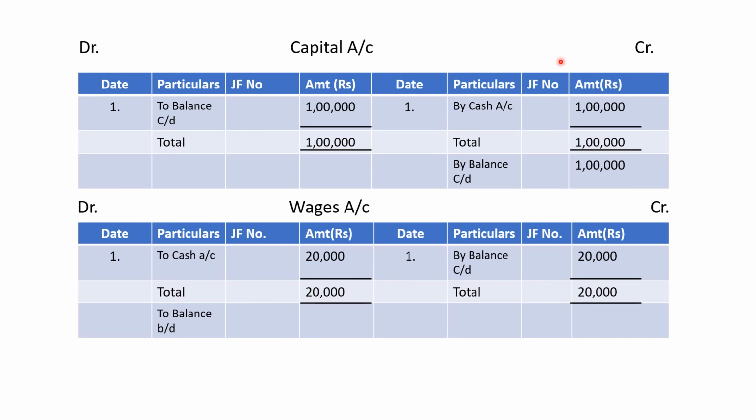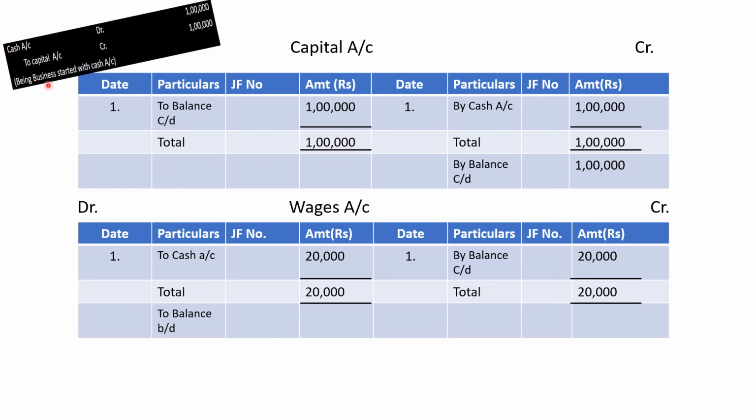And now capital account and wages account. These are the other two ledgers we need to do now. So with the help of this journal entry, you are going to prepare this capital account. So what is the journal entry we have written here? Cash account debit 1 lakh to capital account credit 1 lakh.